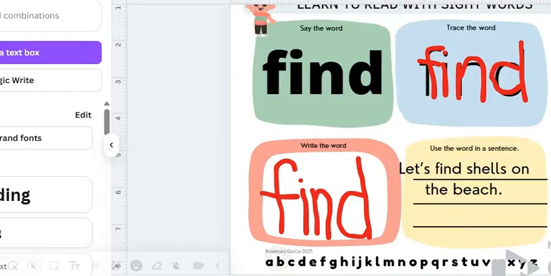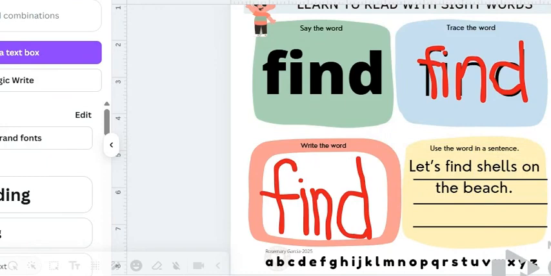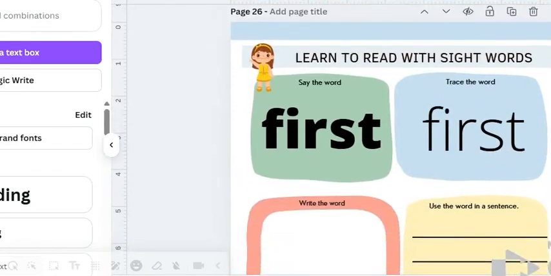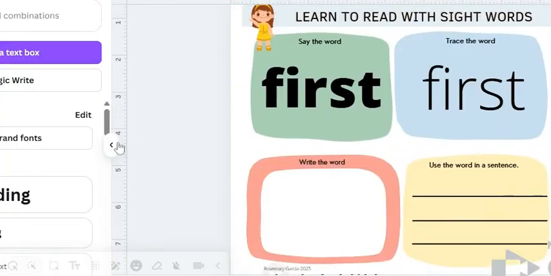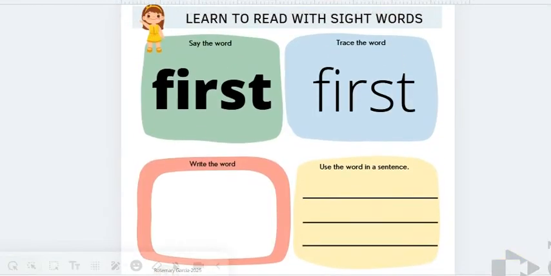And once you write that sentence, then again, you're going to write your own sentence. So you can pause the video so you can write your own sentence. Let's find shells on the beach. And you can change that out, but use this as a guide for the sentence that you are going to write. And we are moving on to our third word of the day. That word is first. First. Say that with me. First.